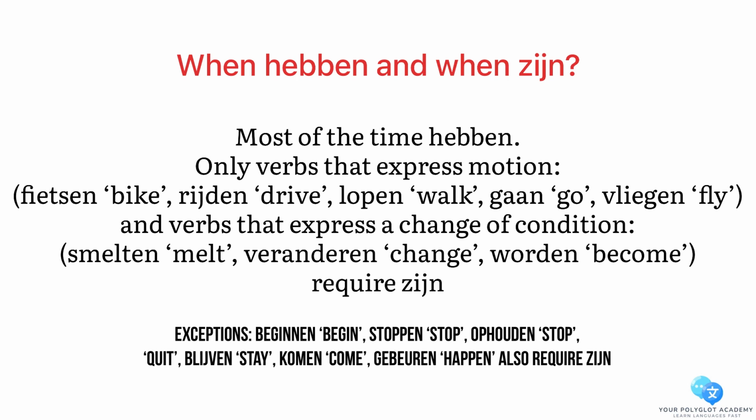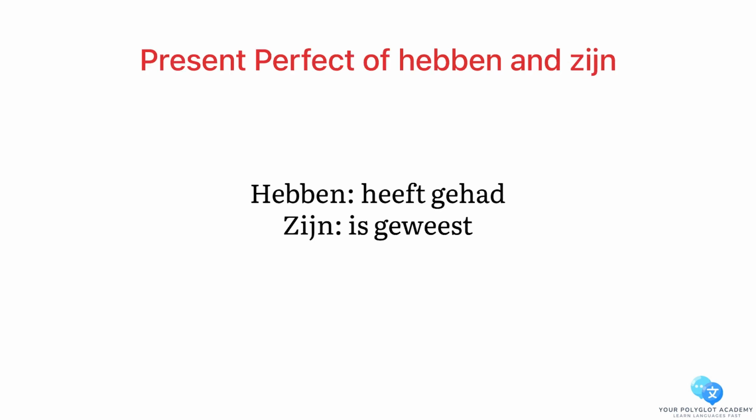However, there are some exceptions. Some verbs take zijn even though they don't necessarily express motion or change. Beginnen, for example, but also stoppen, ophouden, blijven, komen, and gebeuren. Now we come to the present perfect of hebben and zijn. The present perfect of hebben is heeft gehad and of zijn is geweest.